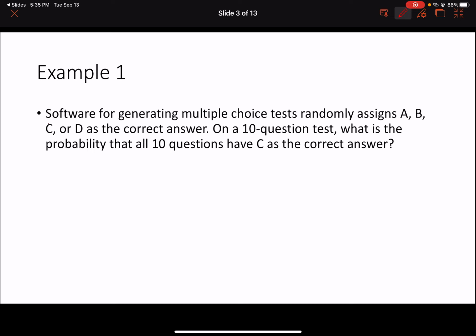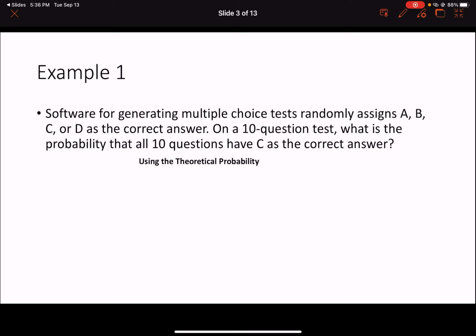So our first question: software for generating multiple choice tests randomly assigns A, B, C, or D as the correct answers to a multiple choice test. On a 10-question test, what is the probability that all 10 questions have C as the correct answer? So, there's many ways we can do this.